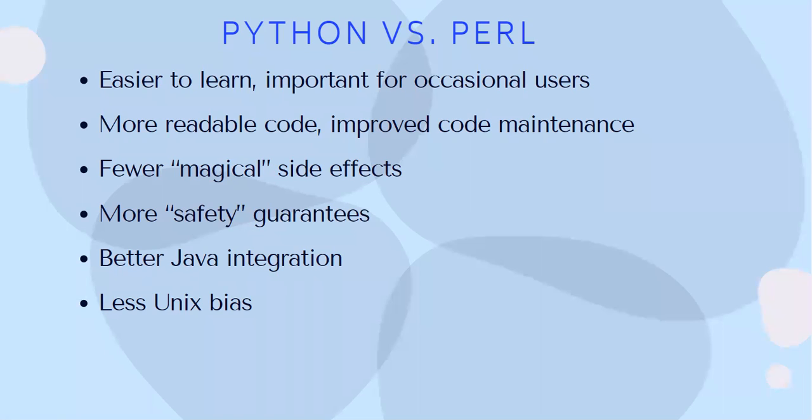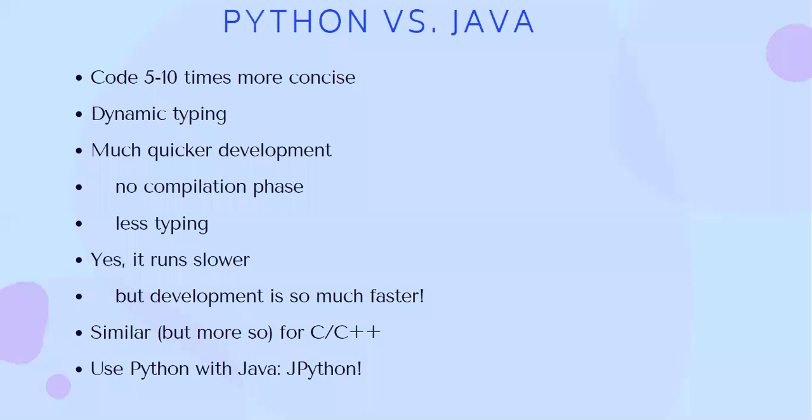And as we know, Perl is Unix biased, but Python is less Unix biased. So now Python versus Java. Code is five to 10 times more concise. Python is more concise than Java.